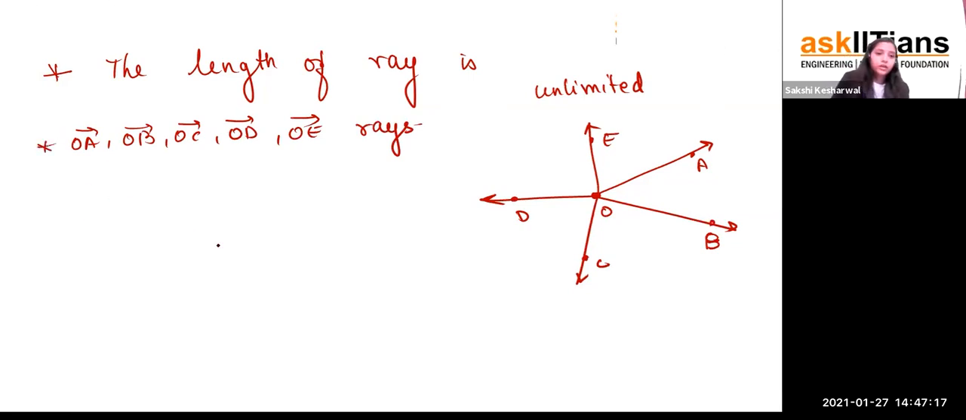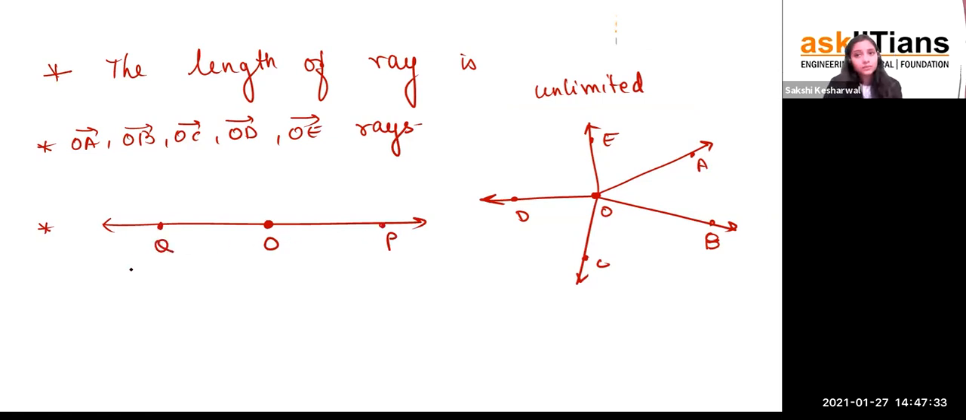Now, if I just make an arrow like this, and this is the point which is going, can I write this as point O, this point as P and this point as Q? So can I say that OP and OQ are rays also? It is a straight line, right? So can I say that OP is a ray, and OQ is a ray? Yes or no?